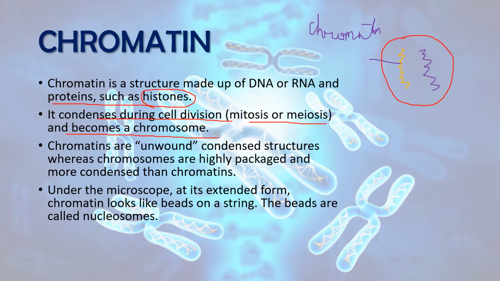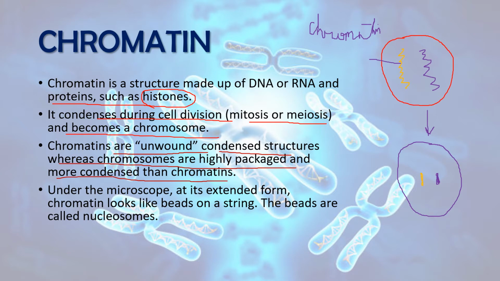But during cell division, they get compacted again and become dense structures. So they become like this. So chromosomes are much more condensed structures than chromatin. Chromatins are unwound structures, whereas chromosomes are highly packaged and more condensed than chromatins.